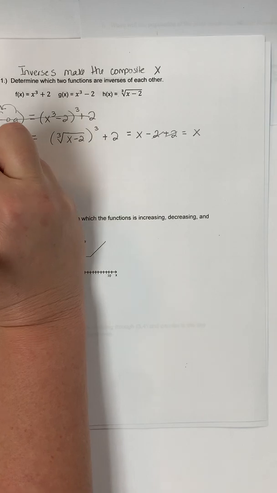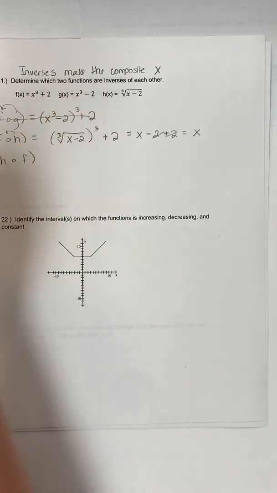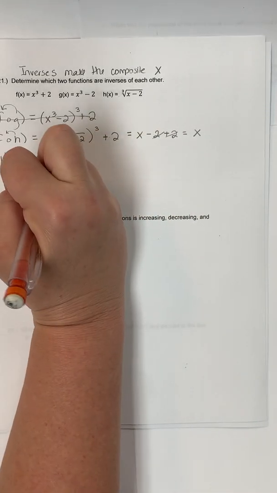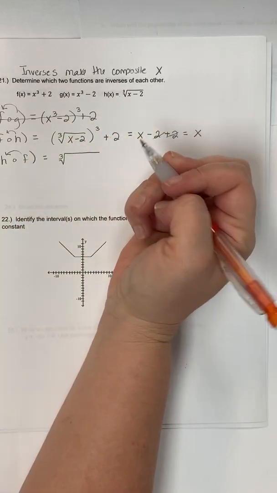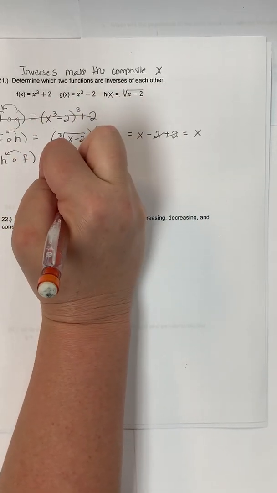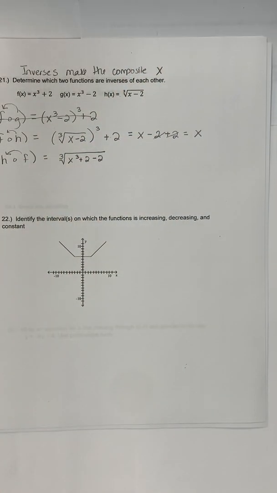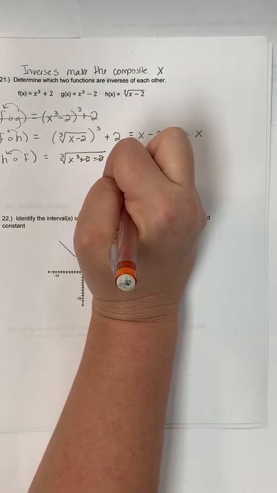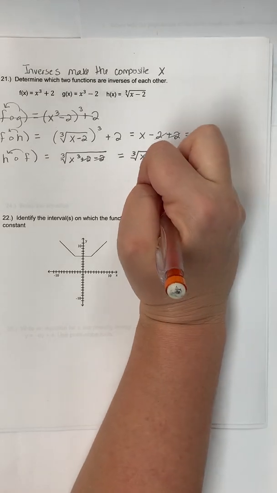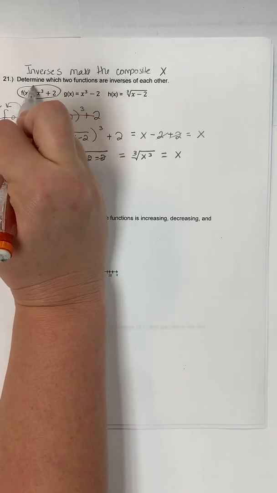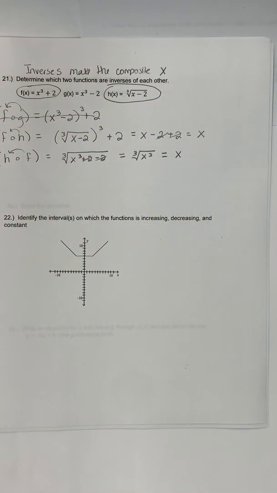That means the other thing that has to work is it has to go the other direction. I have to be able to put f into h also. So let's try that. Okay, here's my h. I'm going to put f into that. I'm going to have x cubed plus 2 minus 2, all under the radical. Well, these 2's are going to cancel, and the cubed root of x cubed is x. That works also. So f of x and h of x are inverses of each other, and that's how I know.